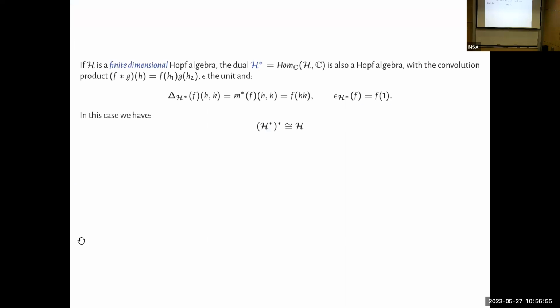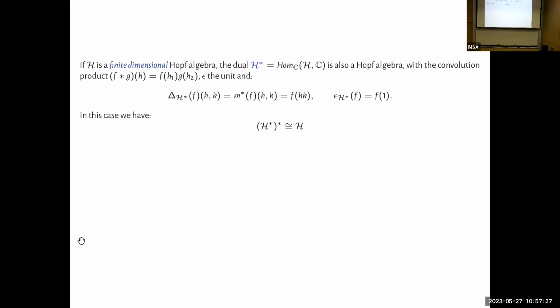Now, if our Hopf algebra is finite dimensional, then we can take the dual, that is, linear functionals from H to the complex numbers, and we obtain again a Hopf algebra. Now the product in this dual is the convolution product. So f * g evaluated at an element h is f(h1) g(h2). The counit of H is the unit of the dual.